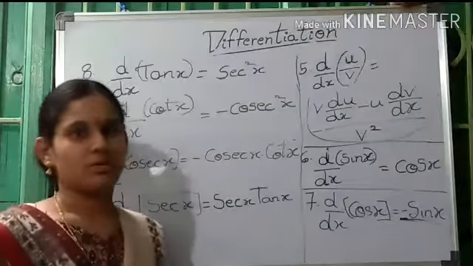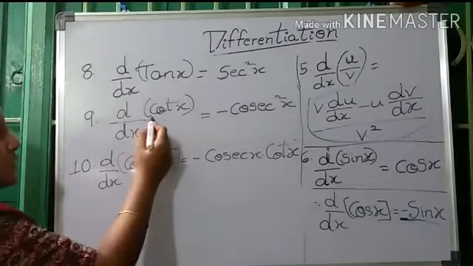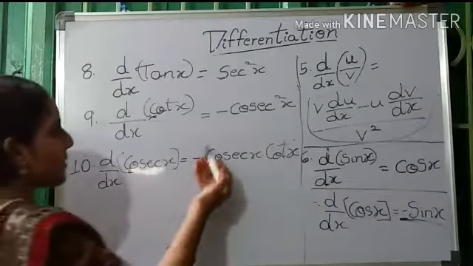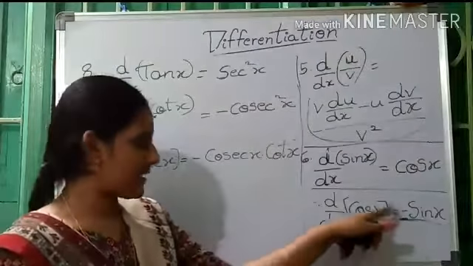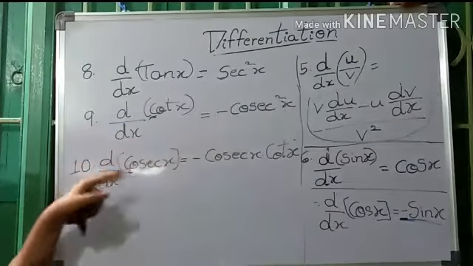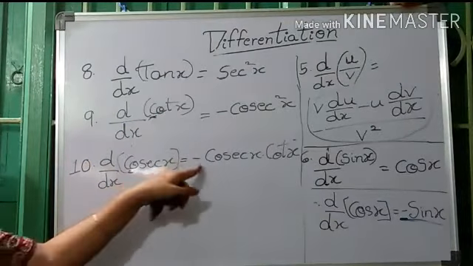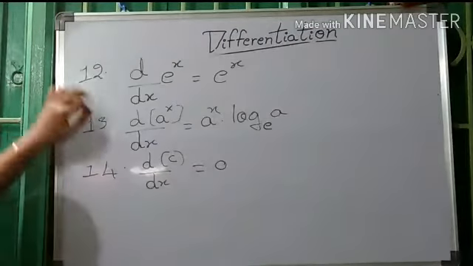Let us see some more formulae. Derivatives for trigonometric functions whose names start with C have a minus sign. See, d by dx of cos x has a minus sign, d by dx of cot x has a minus sign, d by dx of cosecant x has a minus sign. So remember in that way. Let us see this formula.